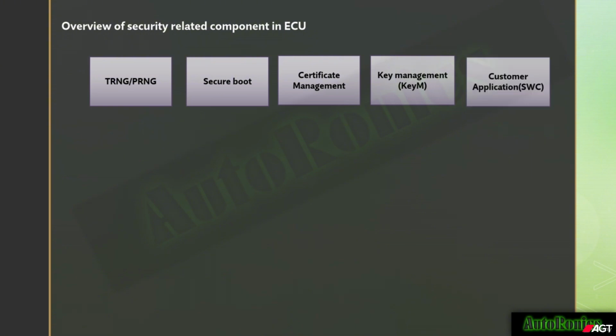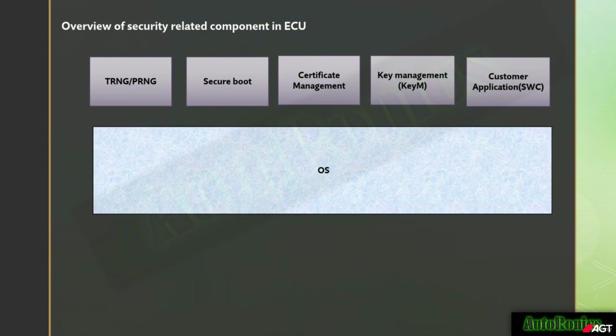Then comes the customer application, which is dependent on the customer who can introduce their own customer API to control the security operations. Here customers are OEMs who design their own API calls for the security operations. Let's see about the OS, where the OS is used to allocate the CPU cores for HSM and other resources like scheduling of tasks.